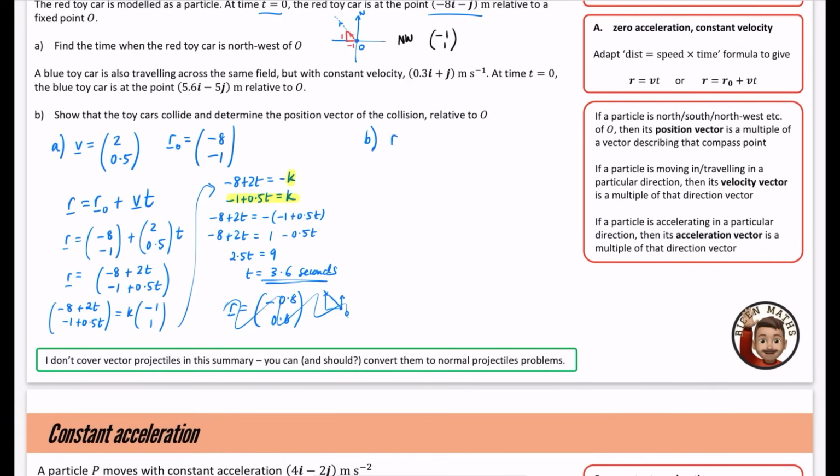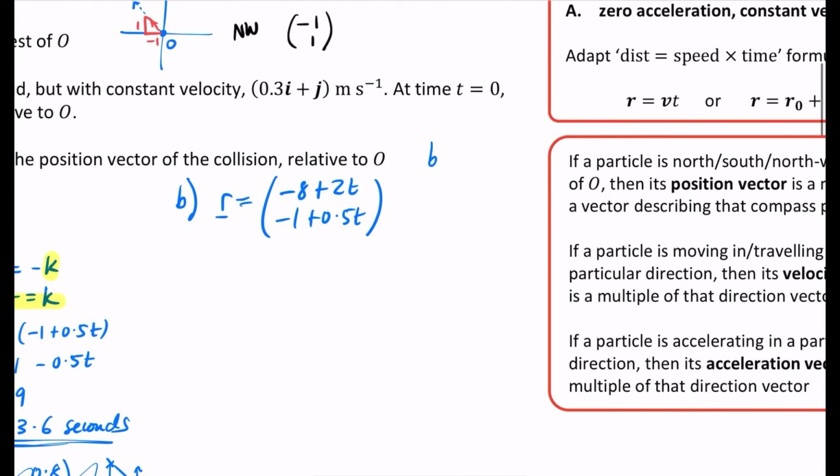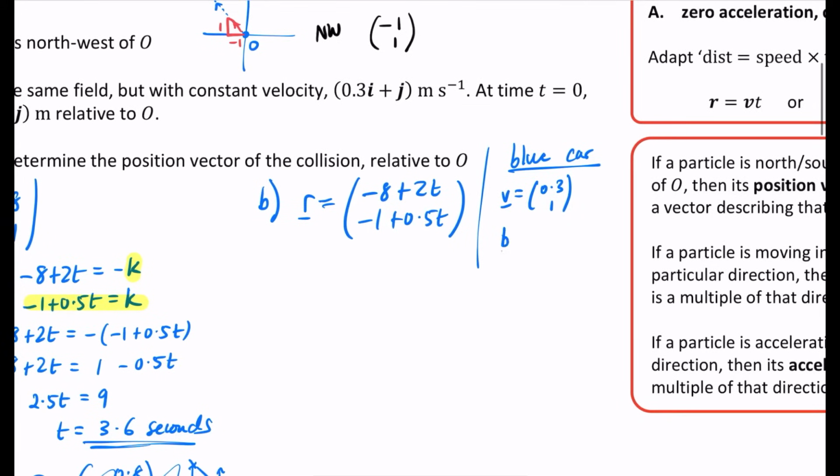So the red car that we had is this: minus 8 plus 2t and minus 1 plus 0.5t. I'm going to try and now set it up for the blue car. So for the blue car, I'll just box this off. We've been told that its velocity is 0.3 and 1, and that its initial position, I'll tell you what, I'm going to use the letter B for this.